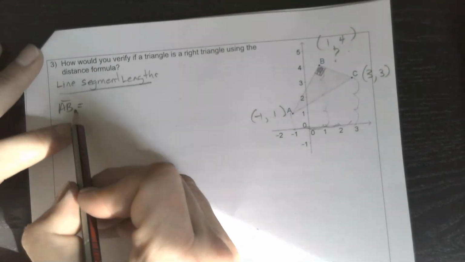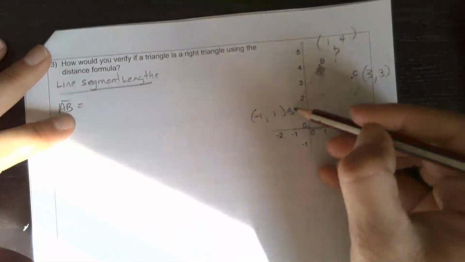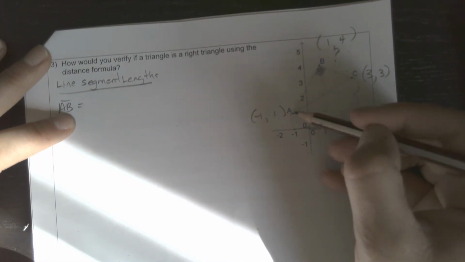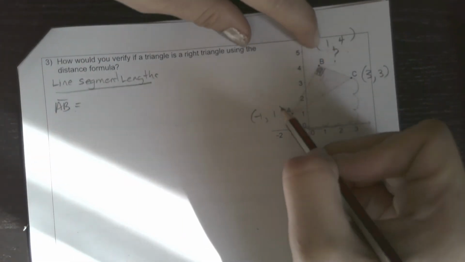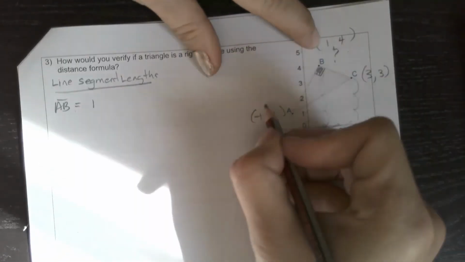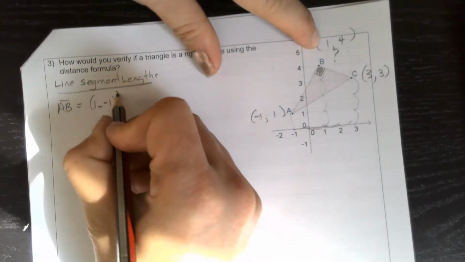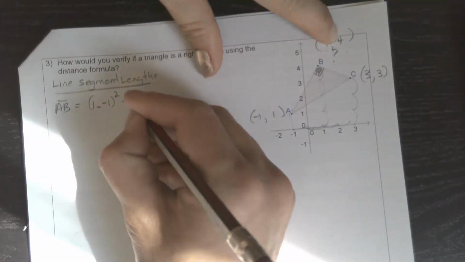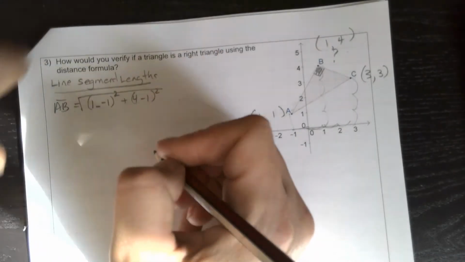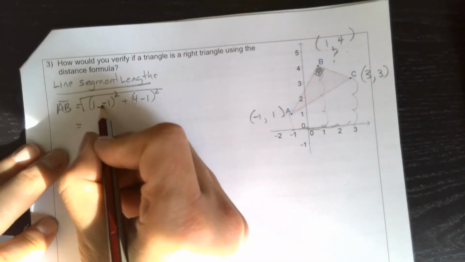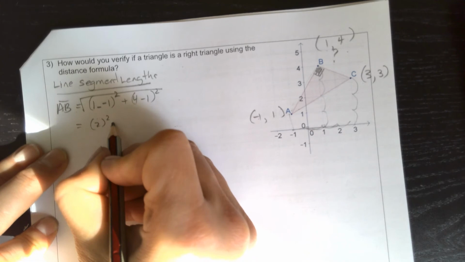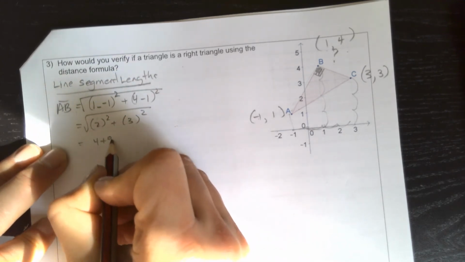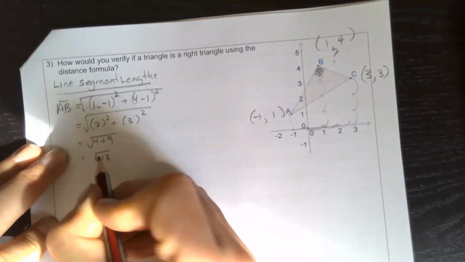Now, if I want to find the distance between A and B, or the length of that side, I'm just going to subtract them. So let's take this one, subtract this one. So I go 1 subtract -1 squared, 4 subtract 1 squared, and then I take the square root. Okay, 1 subtract -1 is 2, 4 subtract 1 is 3.